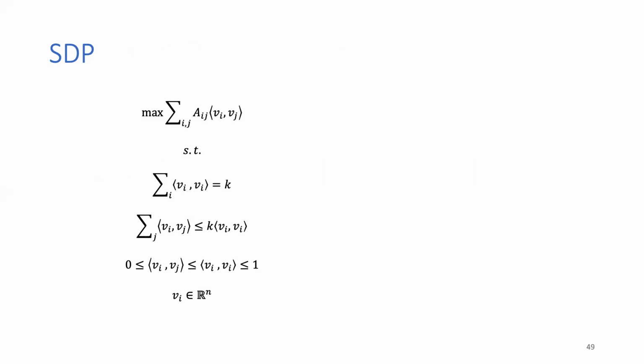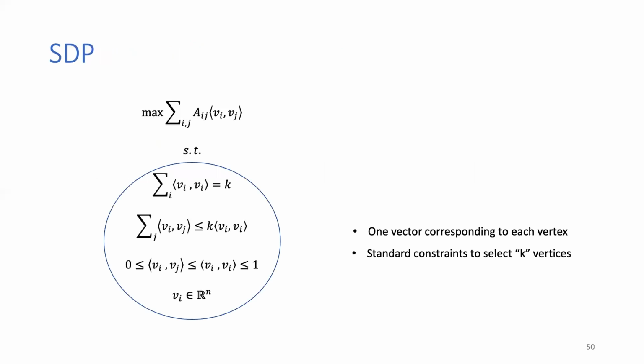The exact SDP is not important, but the constraints are. There are two important points. One is that there is a vector corresponding to each vertex in dimension n, and these constraints are essentially added to select k vertices. So the constraints help us in selecting k vertices, and the objective is to maximize the average degree of the subgraph on k vertices.